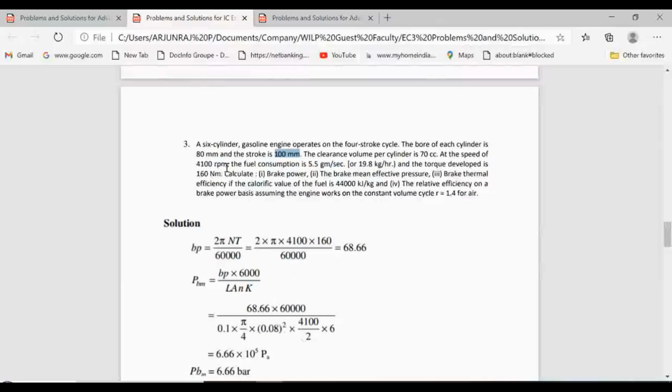And you see here, we are going to divide it by 2. N is nothing but capital N by 2 if it is a four-stroke engine. If it is a two-stroke, in the first two problems it's a two-stroke, that's why we kept the same direct N value. But here we need to divide it by 2.